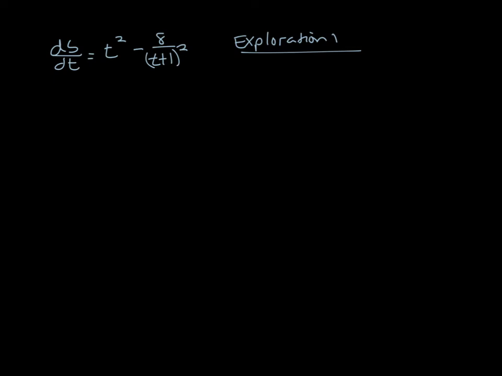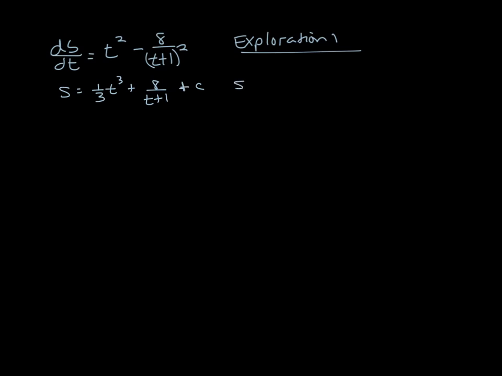In exploration 1, we're asked to take the same problem we just did and look at it slightly differently. We're still given the same ds dt, the velocity equation, and we're asked to find the solution to the initial value problem. In this case, we're just going to say that s is equal to 1/3 t cubed plus 8 over t plus 1. That's what we found when we did it before, when we took the integral. And then we're just going to say plus c.